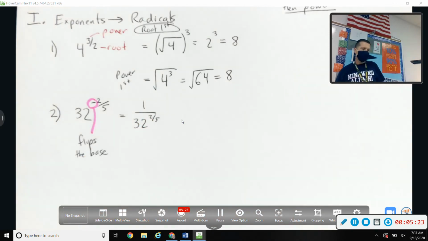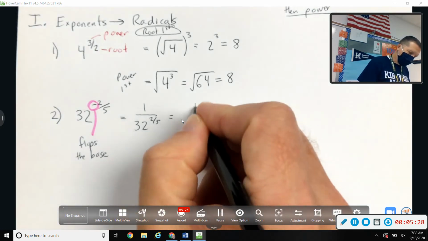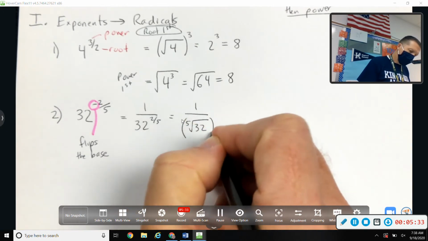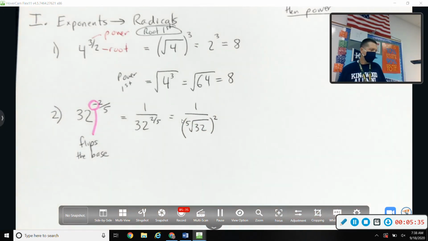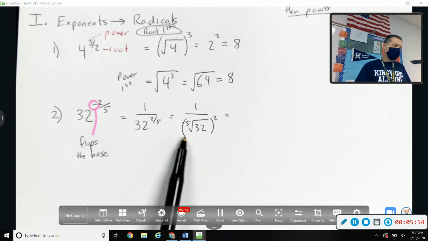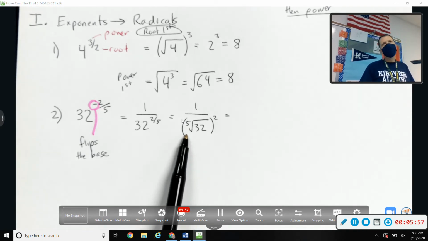And now we can worry about roots and powers. So the bottom number is the root. So the fifth root of 32, and then squared. Or I guess you could square 32 first, but I don't know what that would be. So again, root first makes your life a little easier. All the ones today are nice and integery. So even though it looks like the fifth root of 32, I don't know what that is. Well, they're all integers, so if you think about them for a little bit, you can figure them out.